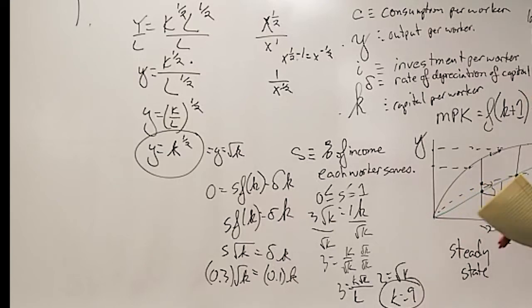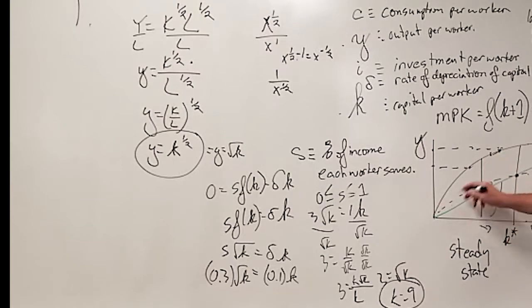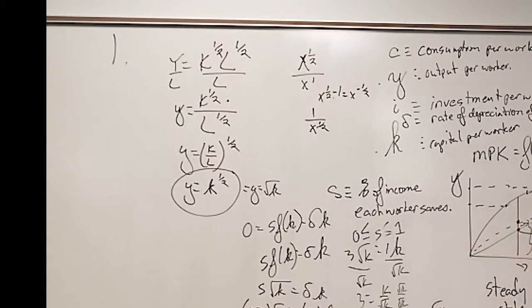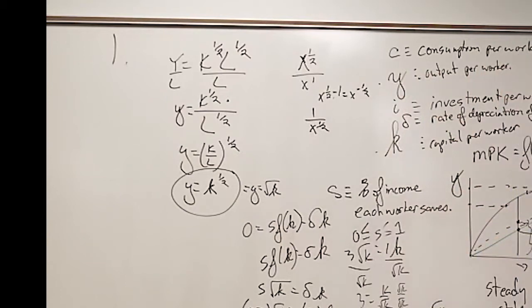In other words, if the people in my economy are saving about 30% of their output, and if the capital is depreciating at the rate of about 10% a year, I should find that my economy becomes stable with a quantity of 9 units of capital per worker. Now, there are a variety of different ways to solve any of these equations to get to the same solution. I'm not going to go through another one right now, but there are different ways of getting to that.